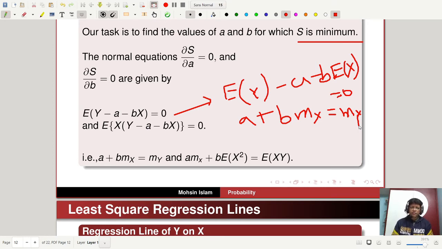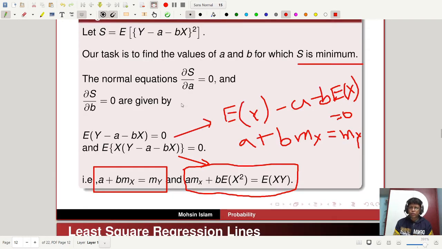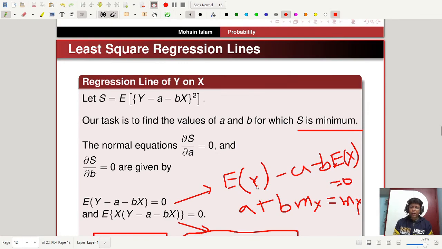And in the second case, you can write this. So these are the two normal equations. Similarly, you can get the second part also from this. From here, you can get the second part. These are actually from the partial differentiation, del S by del a and del S by del b equal to 0. A and b are only two parameters of the distribution.